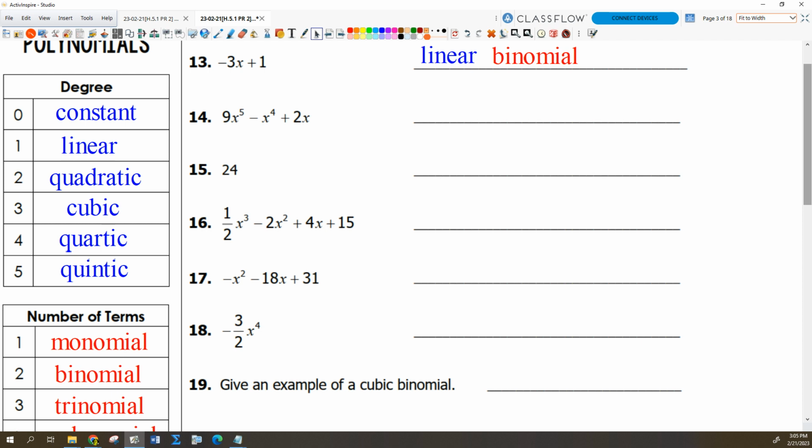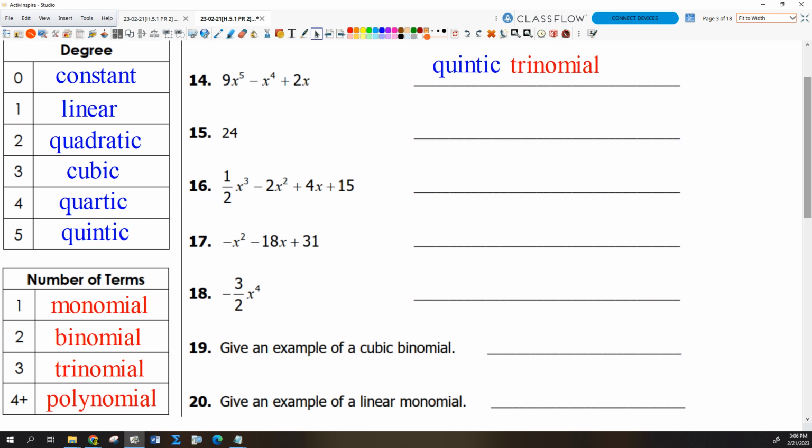How about the next one, Hallie? What's that going to be? Cubic. No. Wait. Give me a second. I'm thinking. Quintic. Okay. Trinomial. There it is. Quintic trinomial. Good. Okay. How about the next one? Number 15. Freddie, what do you think about the number 15? That's kind of a weird one. It's constant. Monomial. That's it. Constant monomial. Okay. Number 16. Gideon, what do you think? It's a cubic polynomial. I like it.